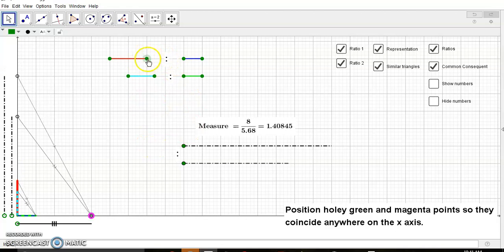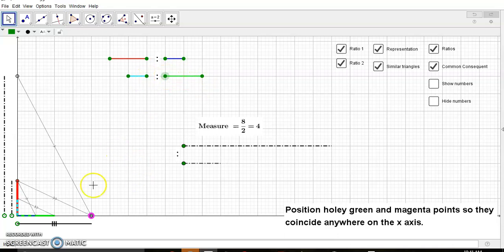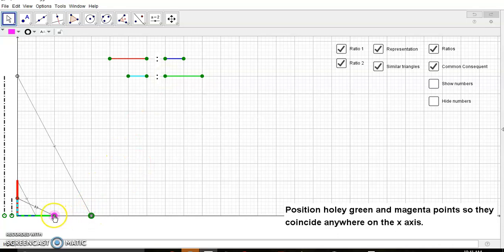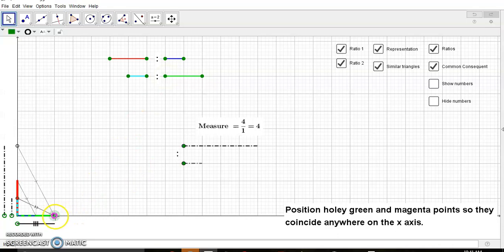So for example, if you had 2 divided by 1, and divided by, let's say, a half, 2 divided by a half is 4. And if you reposition these as follows, there you go. You'll get the exact answer.